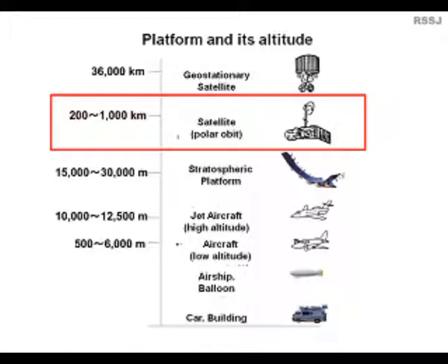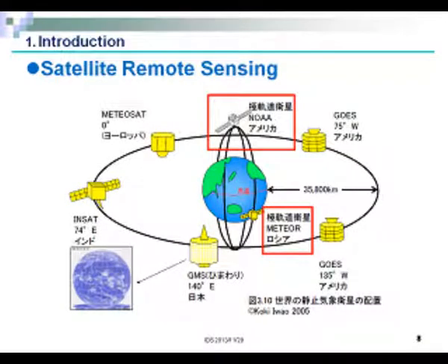This is an image of orbits. At 36,000 kilometers from the surface, we have the geostationary satellite orbit, but LEO satellites are around here, at about 700 kilometers or up to 10,000 kilometers from the ground.